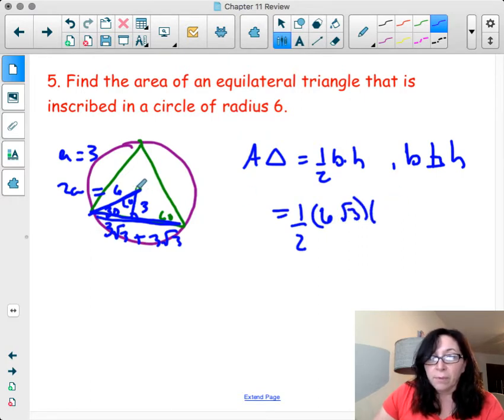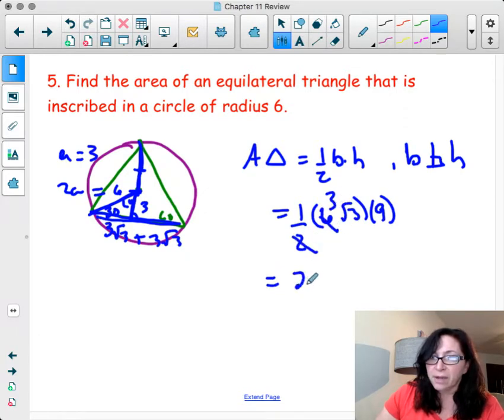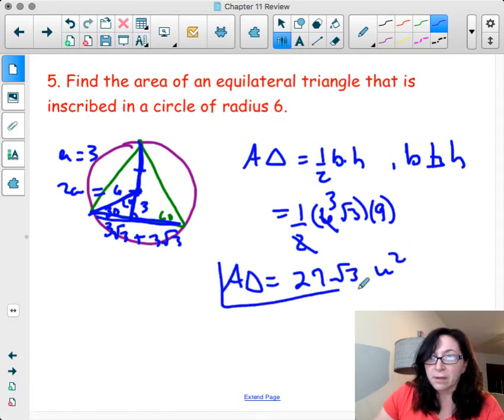Now, remember when we were doing our construction unit, we had our medians. This is 2 to 1. So this right here, there's 2 of those. So 1, 2, 3. So this is 3, 6, 9. So that makes 9 right there. That's my height. So this is going to be, let's see, 1/2 of 6 is 3. 3 times 9 is 27 root 3 units squared. Okay.